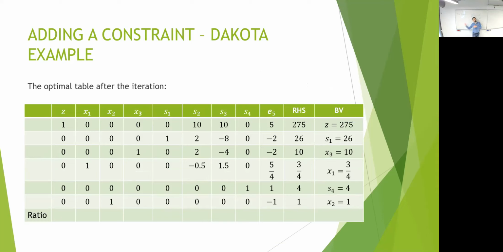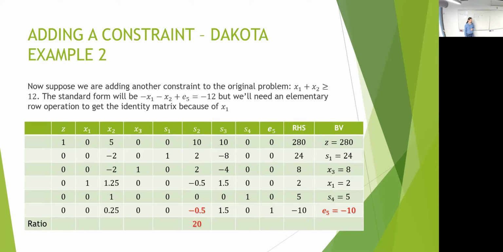So our dual solution hasn't changed anyway, because with the addition of E5, we now have a Y5 in the dual solution, if you can remember the dual part of it, but still it's almost the same. So this is what you do when you add a constraint. For example, another constraint addition.